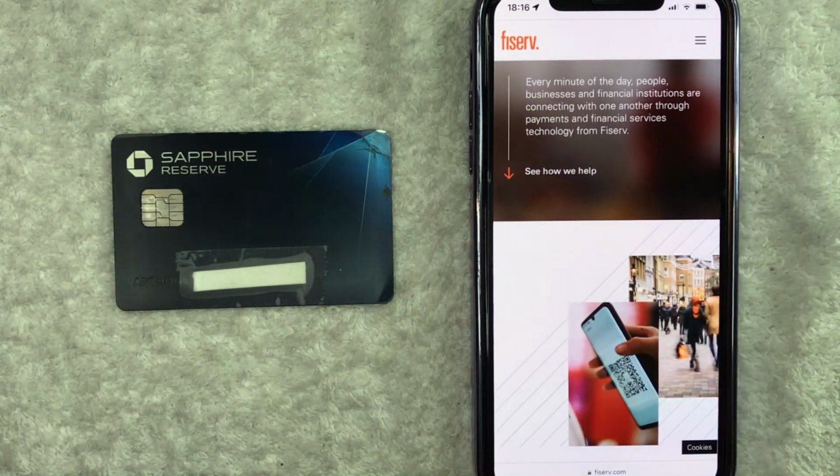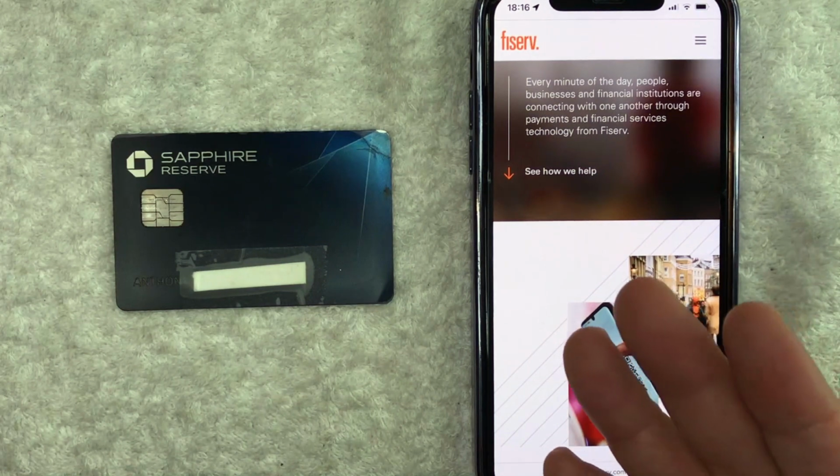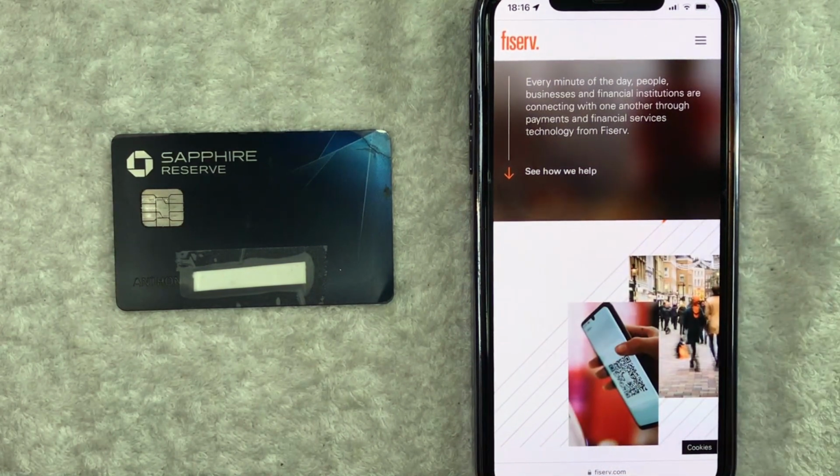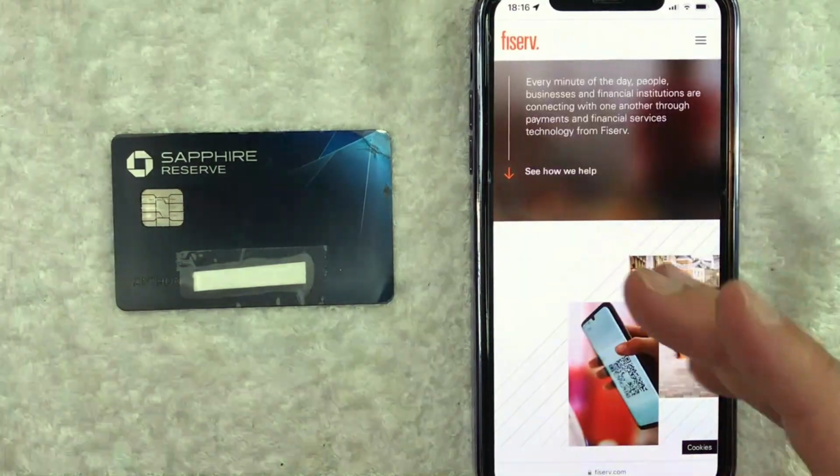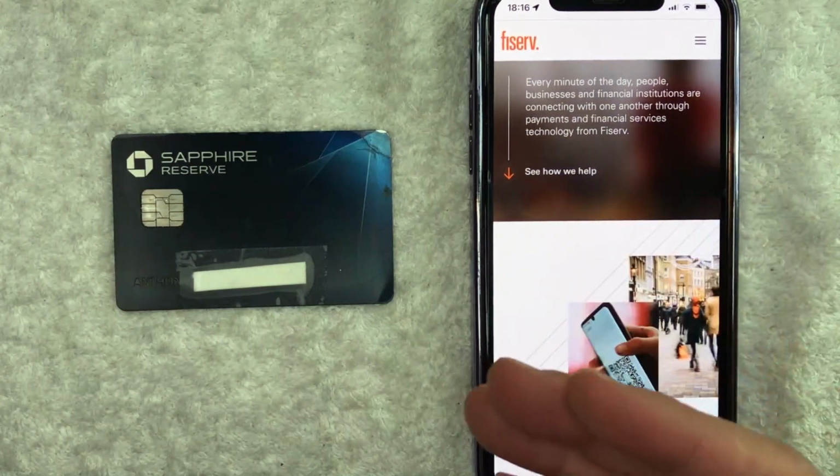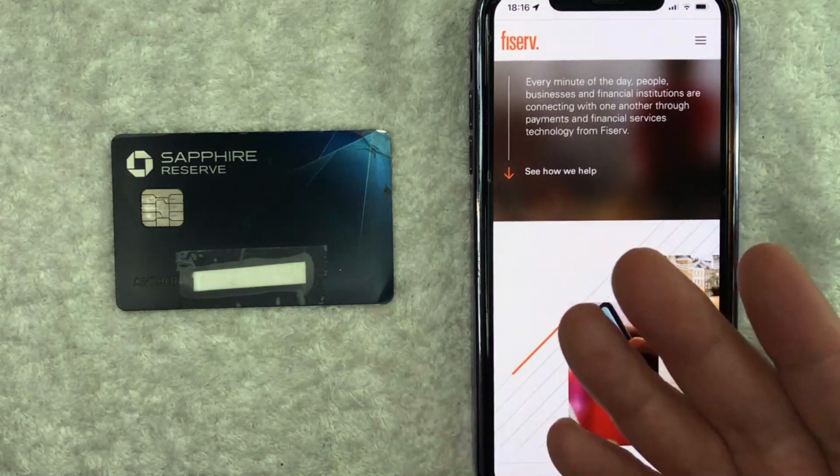So this is going to be something more like Square, like PayPal, Shopify. These are services that you can use to accept payments online if you are selling a service or you're selling some sort of software, or even if you're selling products online.